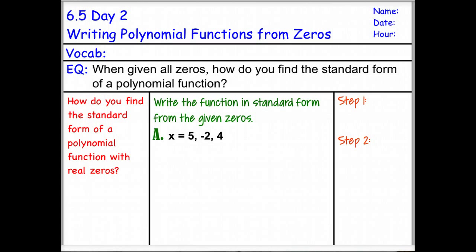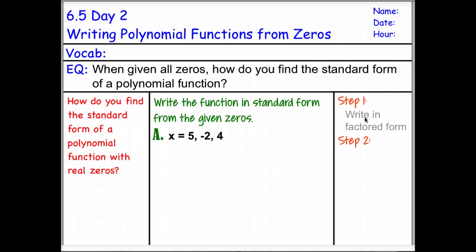Today is lesson 6.5, day 2, which is on writing polynomial functions from zeros, which, in case you're asking yourself, is going exactly back the opposite way from what we came from yesterday. It is actually, if you're curious, 6.6 in the book, but we're going to call it 6.5 because it matches up so well. So let's start with this first one, when we have some real zeros of 5, -2, and 4, writing the function in standard form.